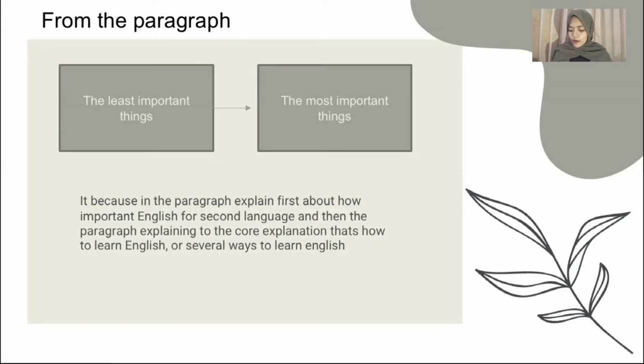So from the paragraph, I can say that the paragraph starts from the least important things to the most important things. Why? Because the paragraph first explains how important English is as a second language, and then it goes to the core explanation, that's how to learn English, or several ways to learn English. So that's why I said that this paragraph started from the least important things to the most important things.